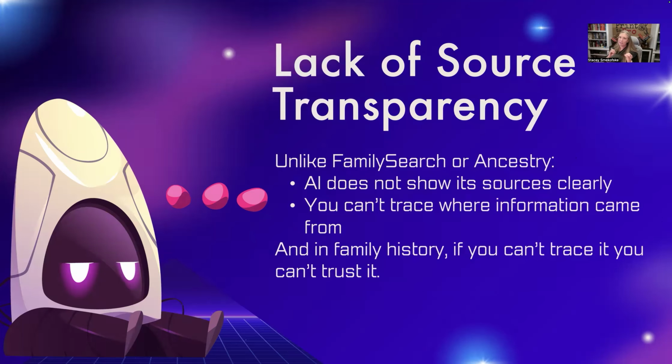The next thing you should be aware of is the lack of source transparency. Unlike FamilySearch and Ancestry, right? When you go to ChatGPT or Claude or Perplexity or any of these others, you're not always going to see sources that are directly linked to the information that you're being provided. So sometimes it might send you to a source that's unrelated at all.